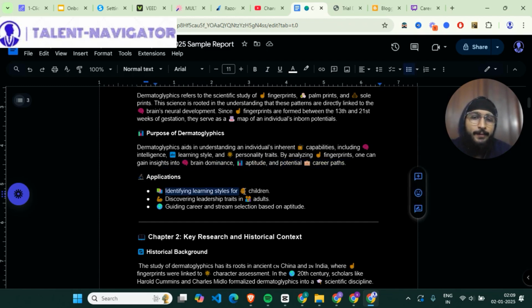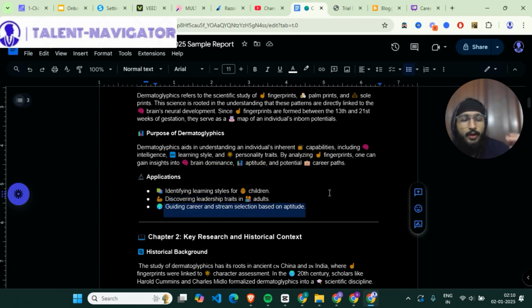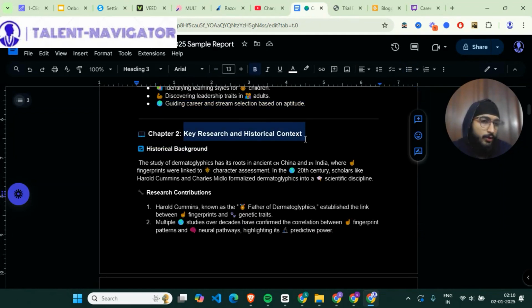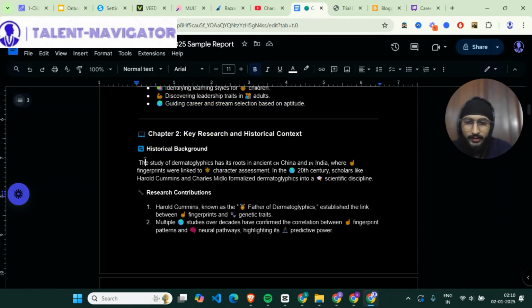Applications: identifying learning styles for children, discovering leadership traits in adults, and also guiding career and stream selection based on your aptitude. Now we move on to the second chapter, which is key research and historical context. The study of dermatoglyphics has its roots in ancient China and India, where fingerprints were linked to character assessment. In the 20th century, scholars like Harold Cummins and Charles Midlo formalized dermatoglyphics into a scientific discipline.